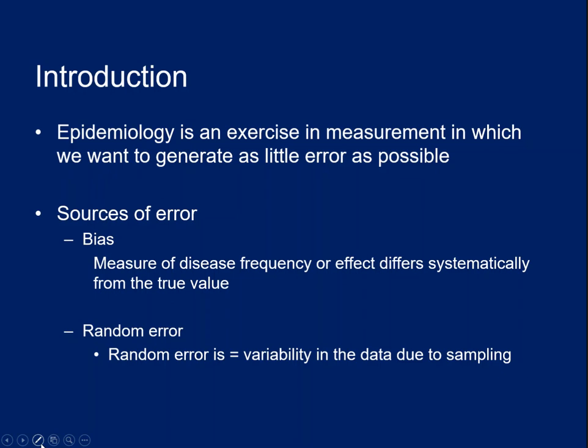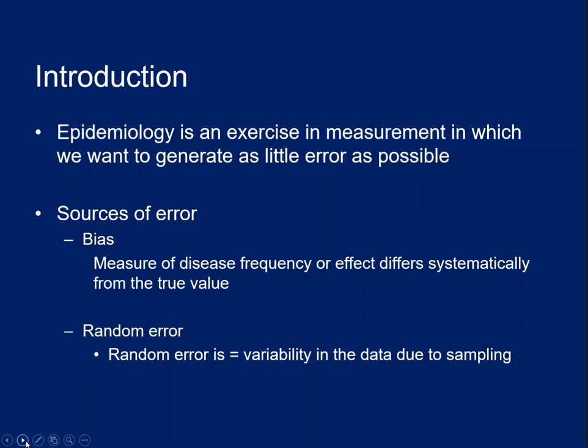This error can creep in the form of bias, which is when our measure of disease frequency or effect, so our incidence rates, our incident rate ratios, odds ratios, differ in a systematic way from the true value. The other sort of error that can creep in is something called random error, and that's really relating to the variability that is due to sampling.